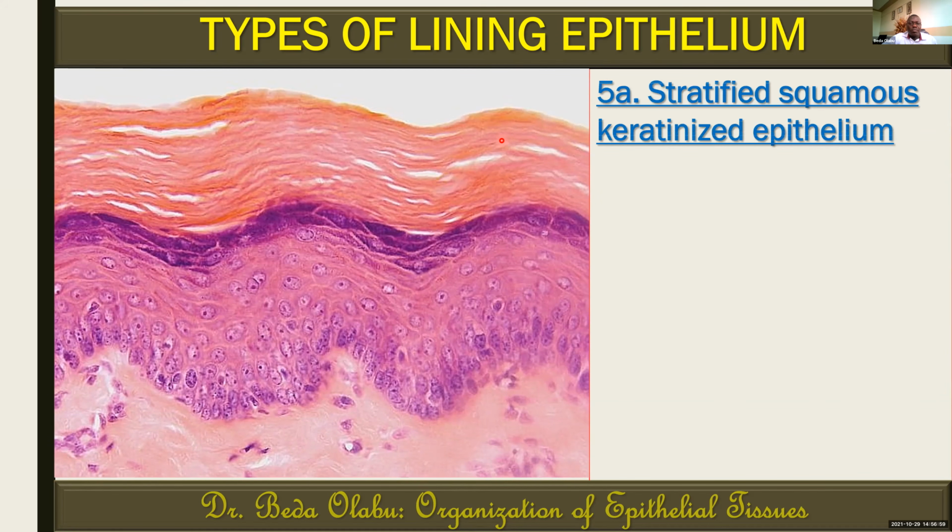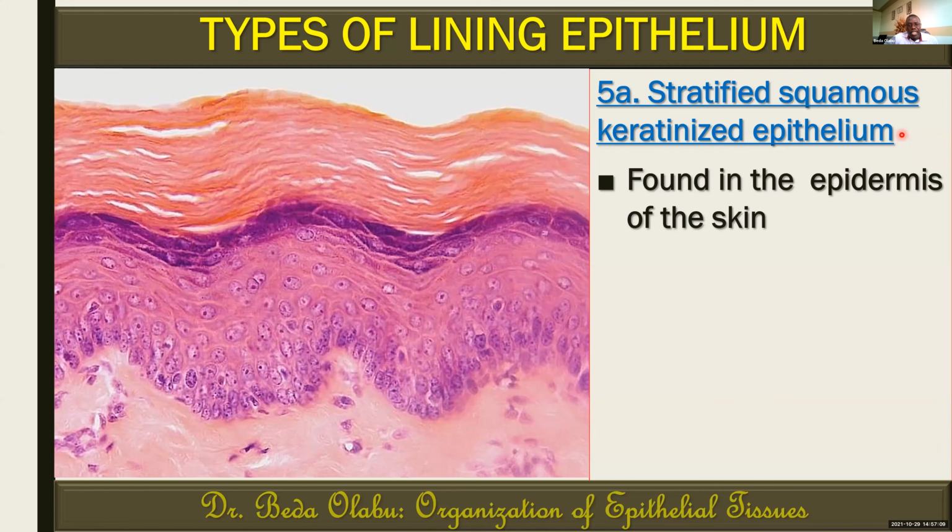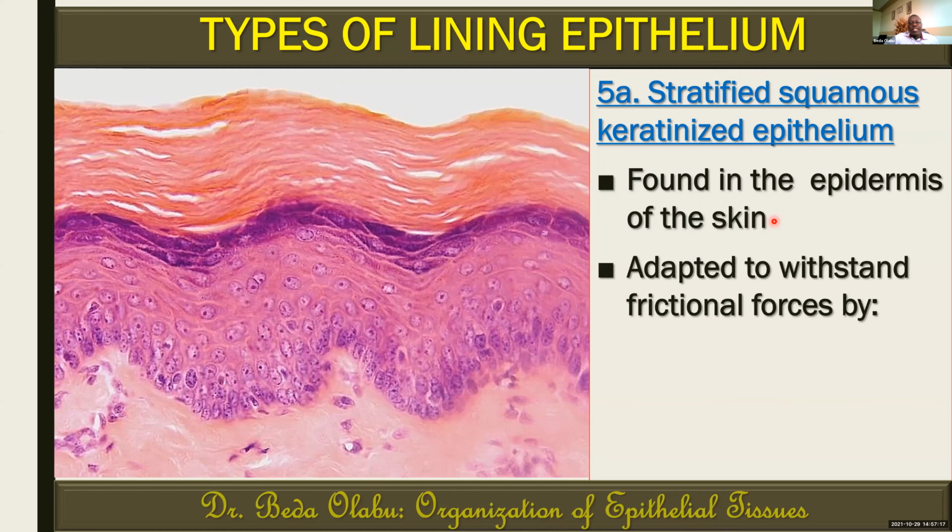The first one is what we call stratified squamous keratinized epithelium. This epithelium is largely found on the epidermis of the skin. What do we notice about it, or why do we call it stratified squamous epithelium? It is largely based on the presence of this thick layer here, which is the keratin zone. If you look at this epithelium, you notice that these are cells, yes, several layers of cells, so it is stratified.